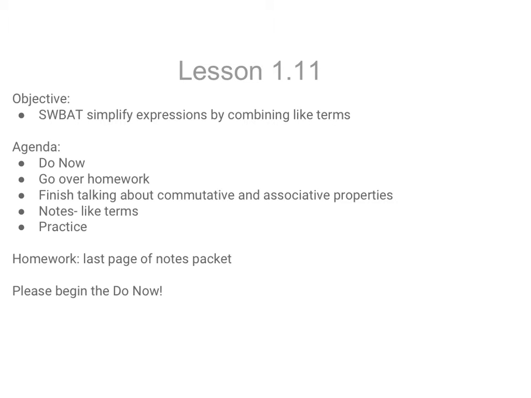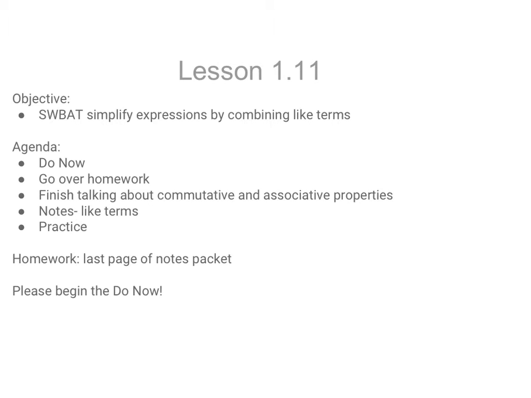In this lesson, we're going to continue working with equivalent expressions. Today we're going to take some expressions that look kind of complicated, and I'm going to show you a way to make them less complicated by what we call combining like terms.